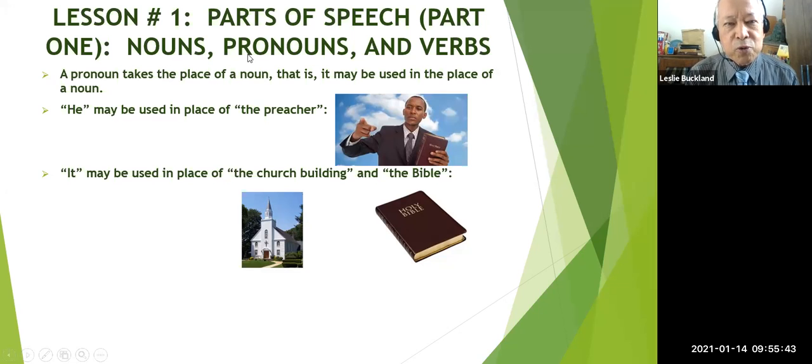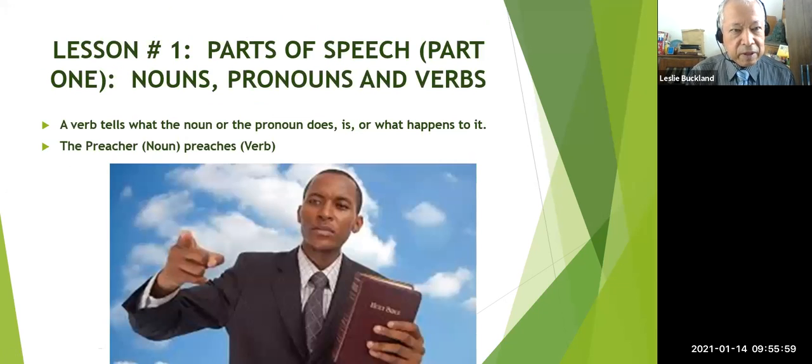Pronouns may be used in place of nouns instead of repeating the noun all the way through your speech or writing. We're now going to be moving on to verbs, the third part of speech. So a verb tells what the noun or the pronoun does. In that case, it is an action word. It is a doing word. It is a word that expresses activity.